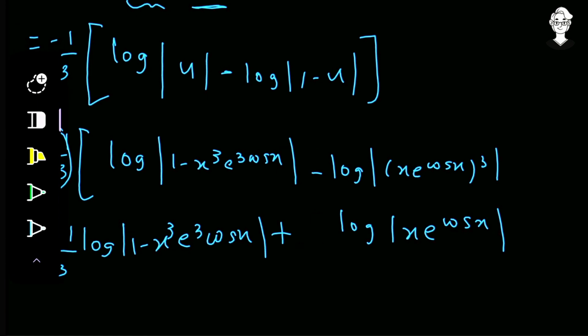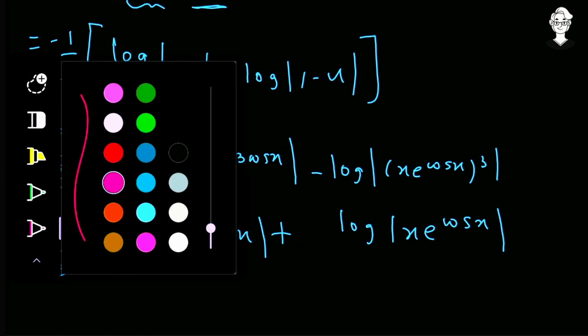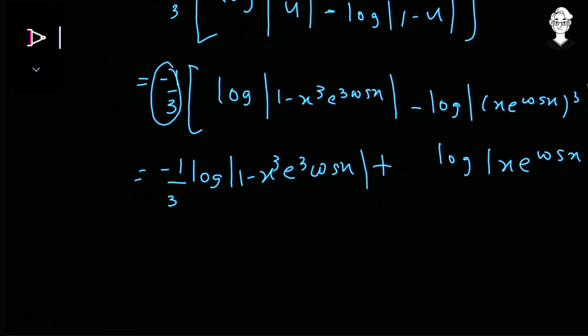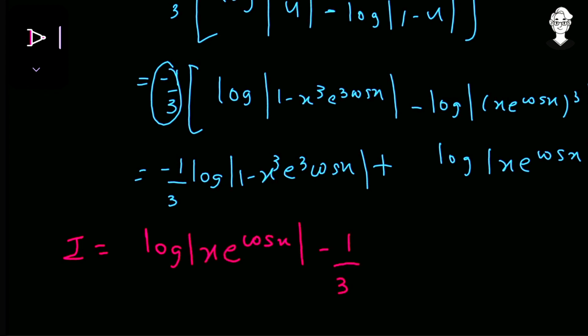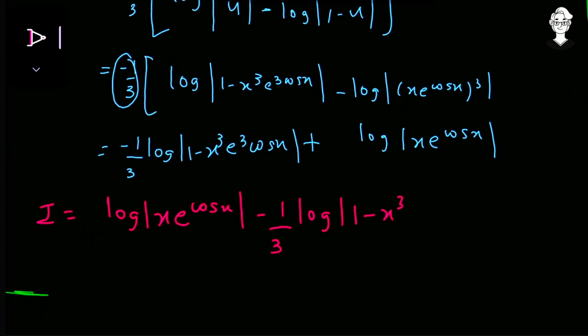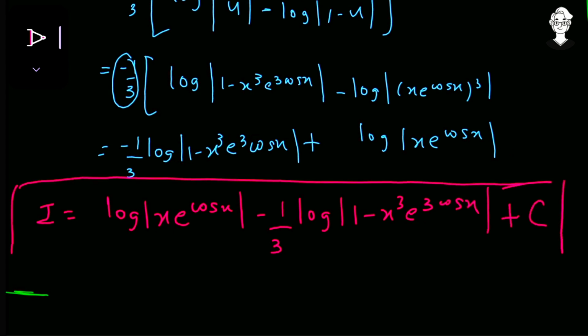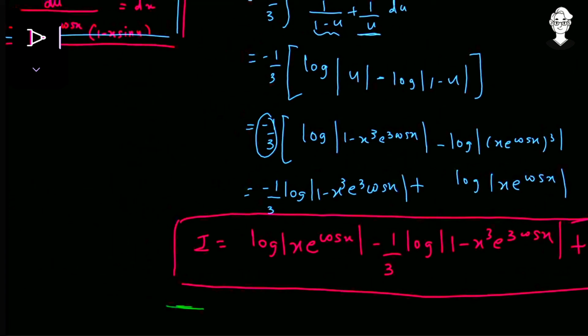Yes, so let us write our final answer. That is equal to I. Final answer: I is equal to log of x e to the power cos x minus 1 upon 3 log of 1 minus x cube e to the power 3 times cos x, plus the constant c, and that's our answer, that the value of I is this thing.